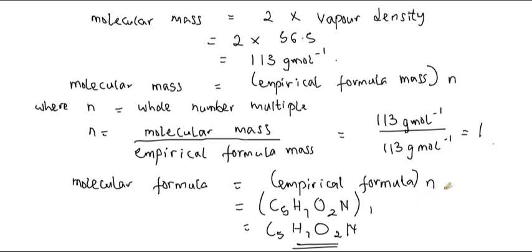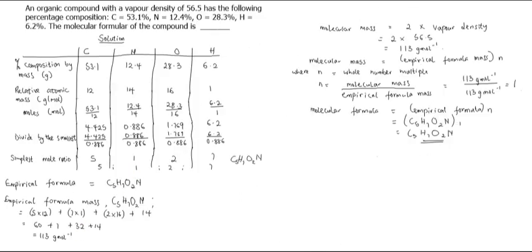In some cases, n can be 2, n can be 3. So if n is 2, definitely the molecular formula won't be the same as the empirical formula. And with this, we've come to the end of the solution to the question. From what we did here now, we can conclude that the molecular formula of the compound is C5H7O2N. That will be all.